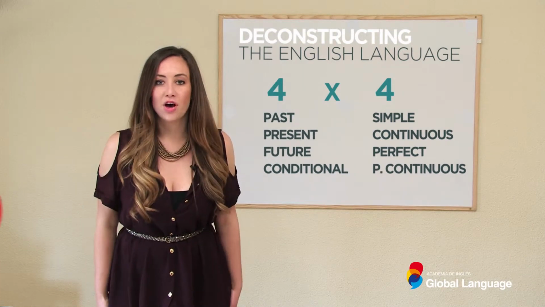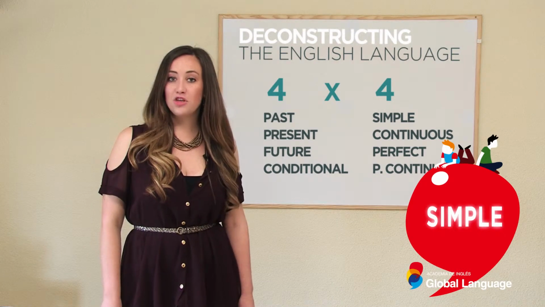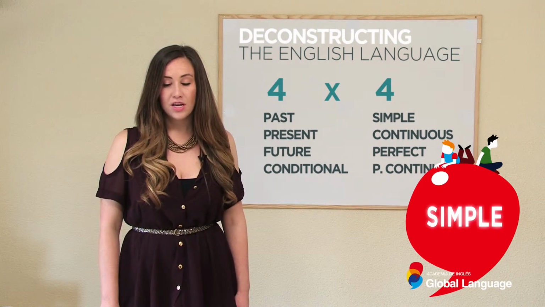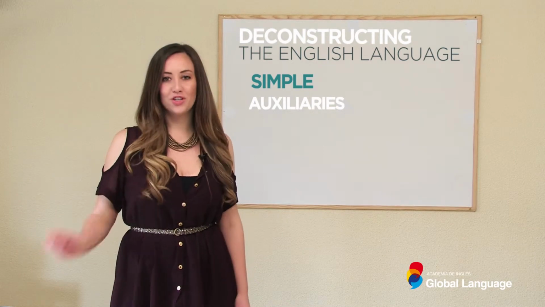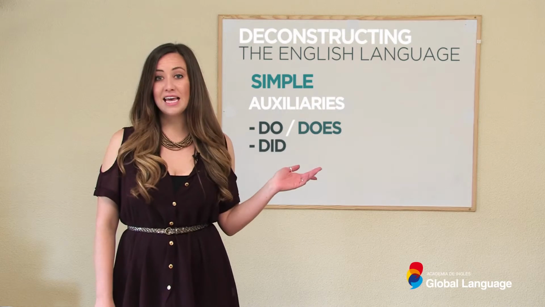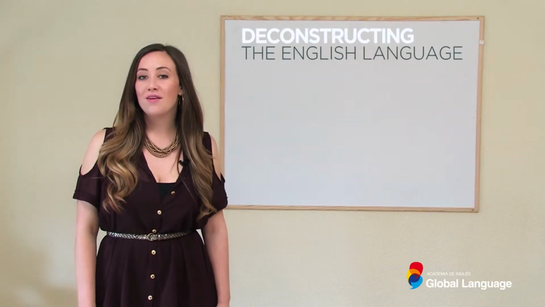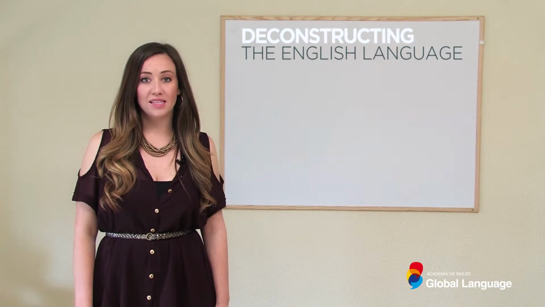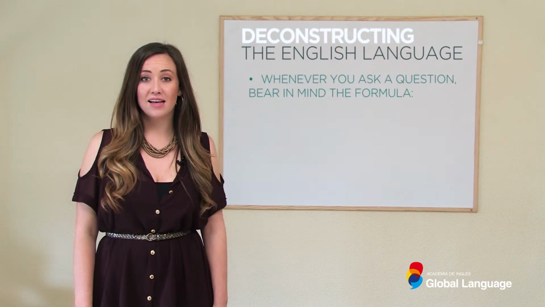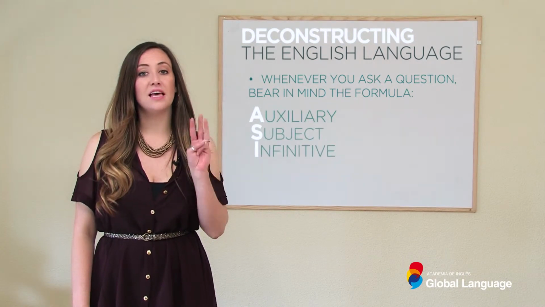Okay, so here we go. We're going to keep it simple. When studying the simple tense, you must remember your auxiliaries. What are auxiliaries? Let me show you. We have do, does, did, will, and would. Whenever you ask a question in simple tense, keep in mind ASI, auxiliary plus your subject plus infinitive.